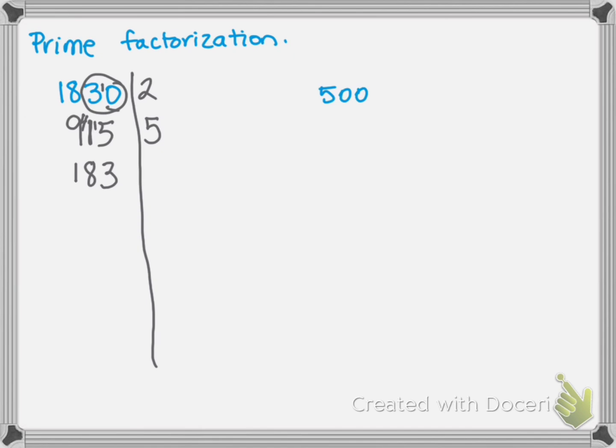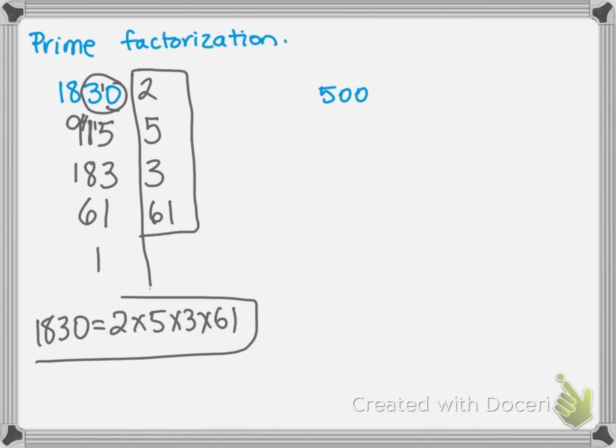Then I can see that this is divisible by 3. So I'm going to divide the 18 divided by 3 is 6. And 3 divided by 3 is 1. Now 61 is a prime number. So I actually can't do anything else. So 61 would be my last number. And this is a prime factorization. And this is how I write the prime factorization of 1830.